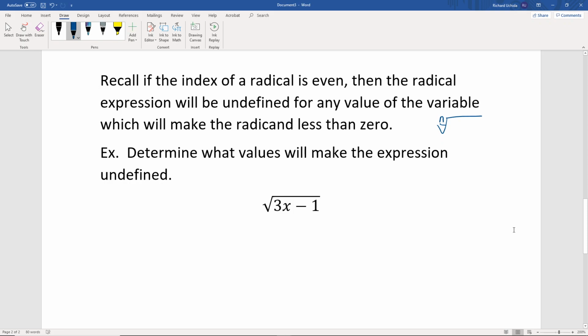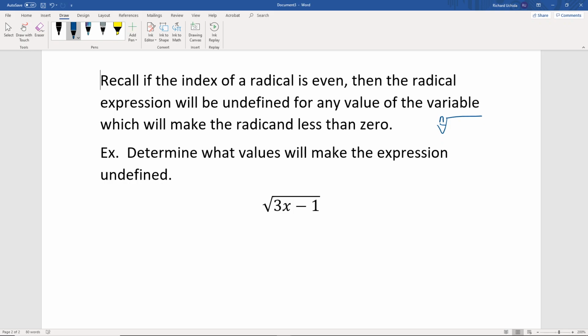If the index of a radical is even, then the radical expression will be undefined for any value of the variable which makes the radicand, that's what's underneath the radical sign, and for this one here, it's that 3x minus 1, less than 0. Because remember, you cannot take the square root of a negative value, for instance. And that holds true for any radical where the index is even. Now if the index is odd, then you have no problem. You could take the cube root of a negative value. For example, the cube root of negative 8 is negative 2.